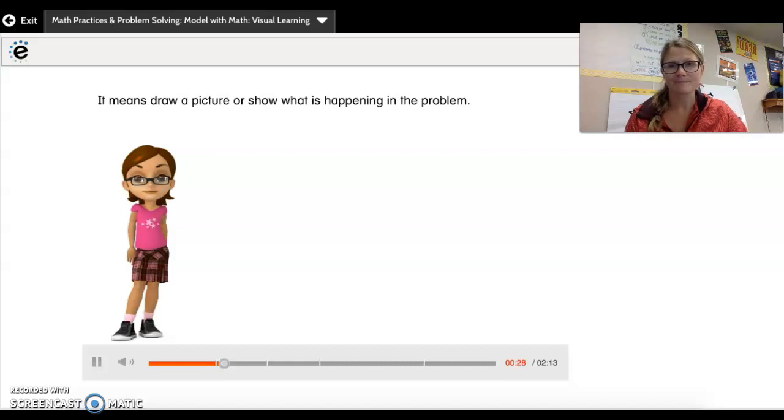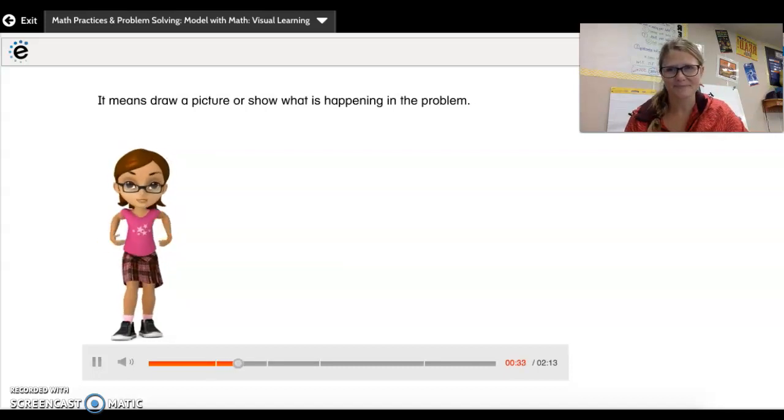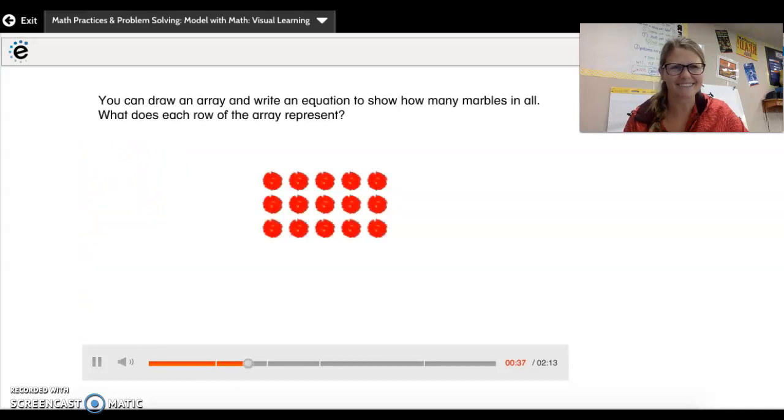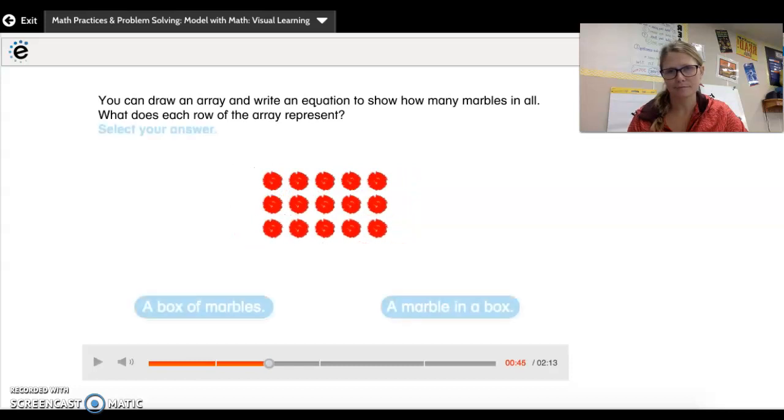It means draw a picture or show what is happening in the problem. An equation is a model too. We're so smart. You can draw an array and write an equation to show how many marbles in all. What does each row of the array represent? Select your answer. Remember the original problem? Was it a box of marbles or a marble in a box?